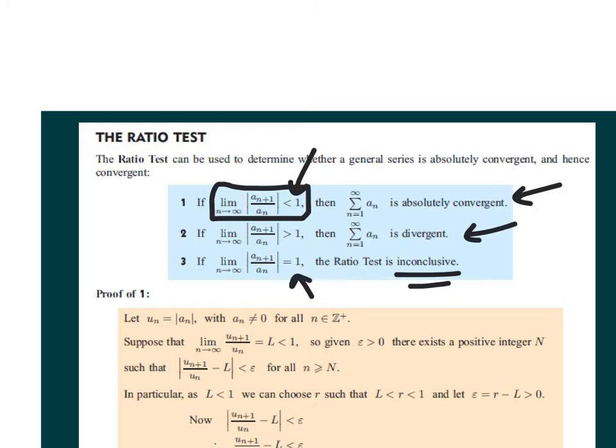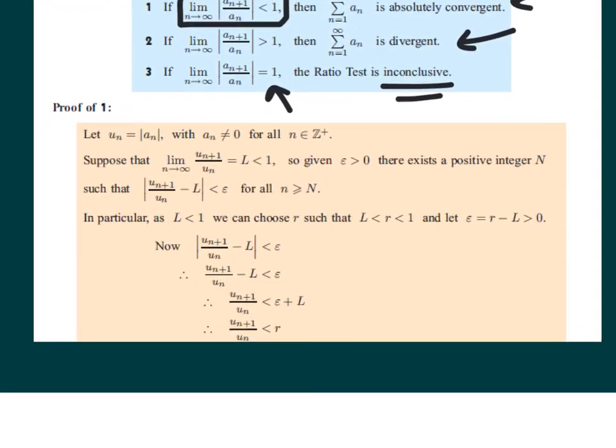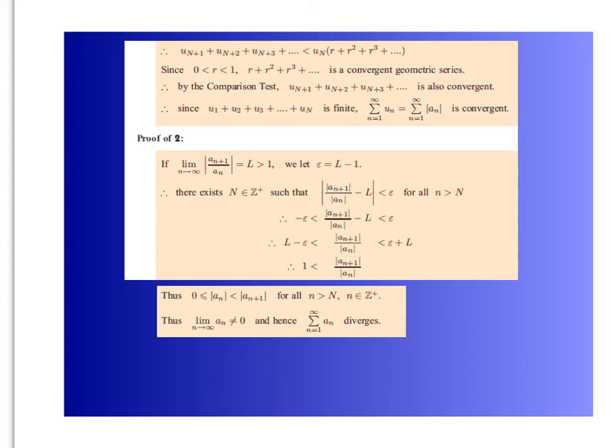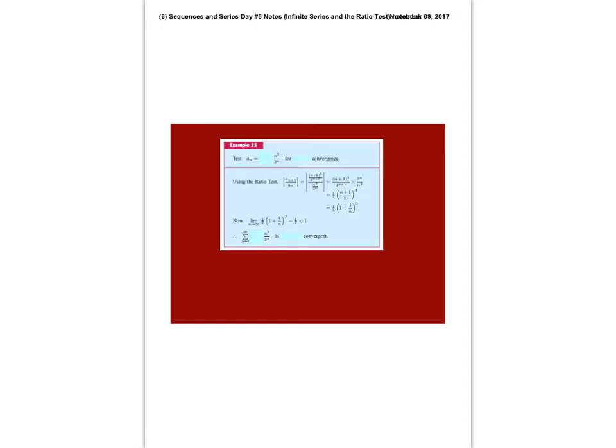However, in the geometric piece, if it was equal to 1, it'd be divergent. But here we're looking for our limit as n goes to infinity of those two terms divided, the absolute value of them, to be less than 1. Okay, so let's try an example here. The proof here as well, if you wanted to go through it, that's fine, it's up to you.